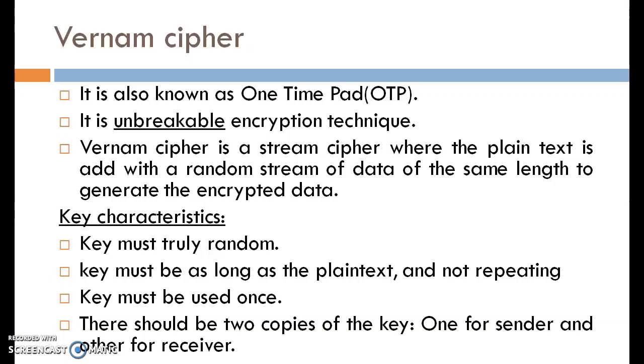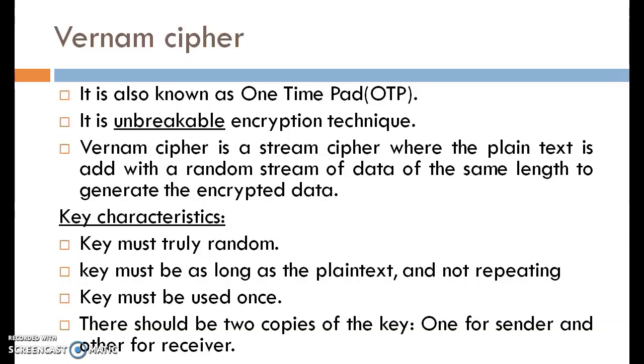How do we choose the key in the Vernam cipher? For that, these key characteristics must be followed. Due to these key characteristics, the Vernam cipher is a solid unbreakable technique among all the ciphers. The key must be truly random. We are not choosing a key with a particular meaning. We are choosing the key as totally random letters like J, Q, X, Y, T and so on.